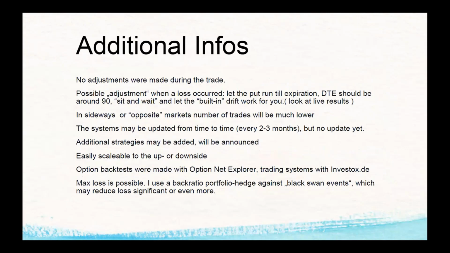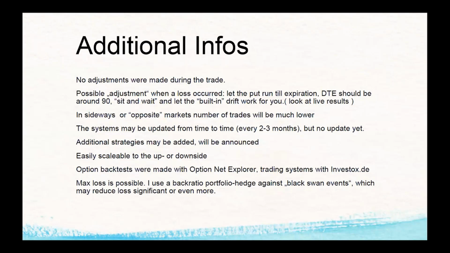Possible adjustments when a loss occurred is to let the put run till expiration. DTE, also days till expiration, should be around 19 or more. Sit and wait and let the built-in drift work for you. Look at the live results. There are some examples because I really started at a bad time.